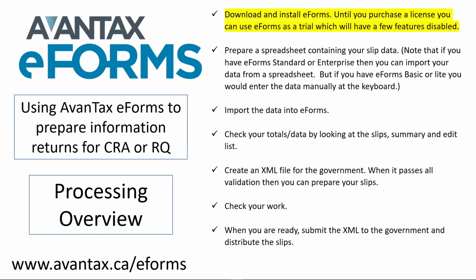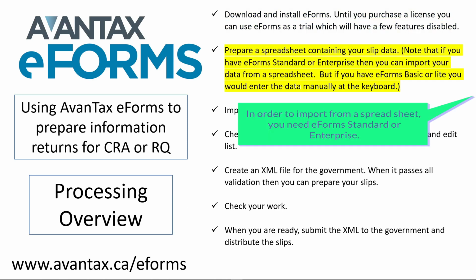Here are the basic steps involved in the process of preparing and submitting your information return. First, make sure you have downloaded and installed eForms. Until you purchase a license, you can use eForms as a trial, and it only has a few features disabled. Prepare a spreadsheet containing your slip data. Note that if you have eForms Enterprise, then you can import your data from a spreadsheet, but if you are using eForms Basic or eForms Lite, you would need to enter the data manually at the keyboard.